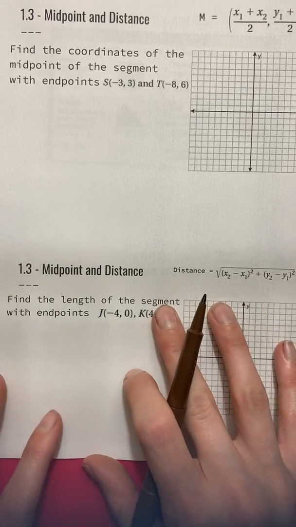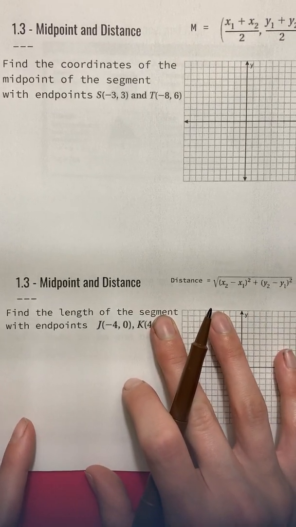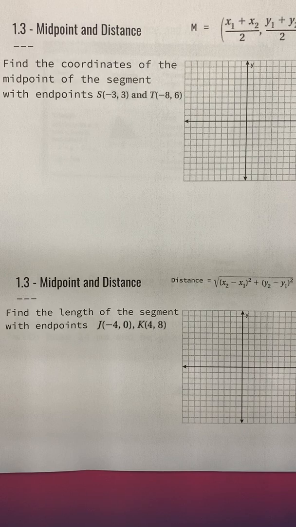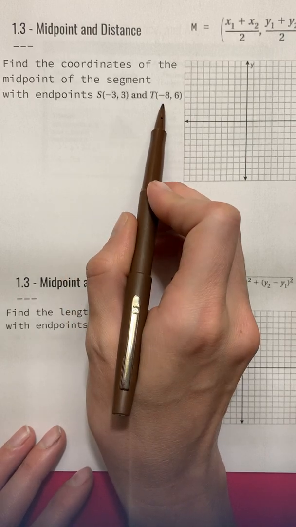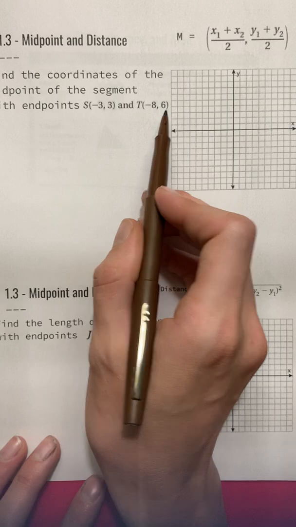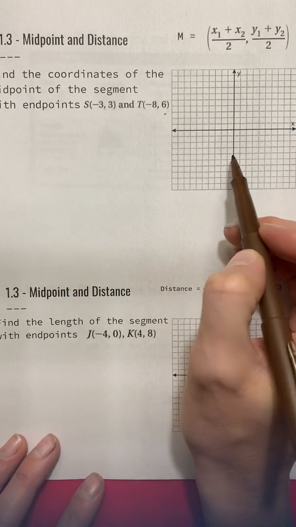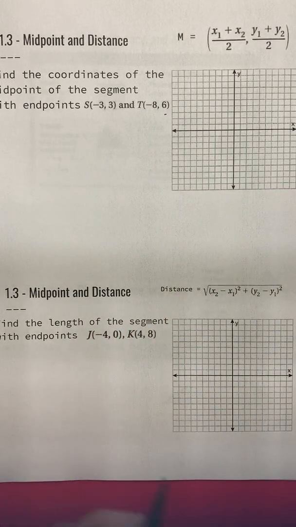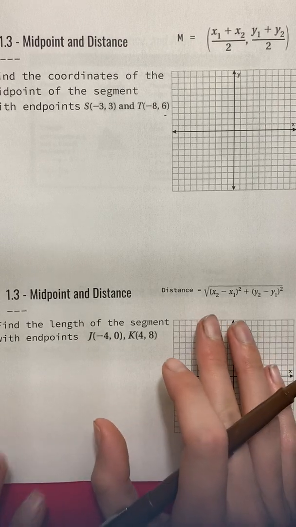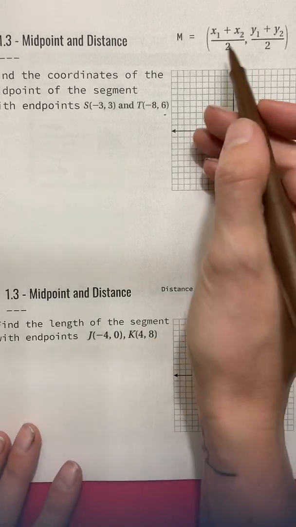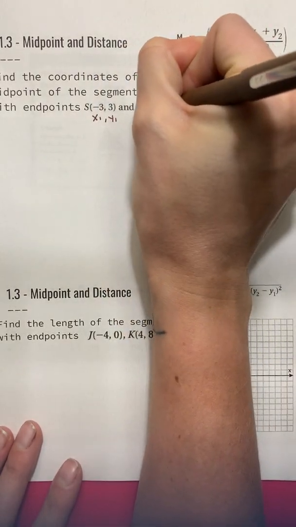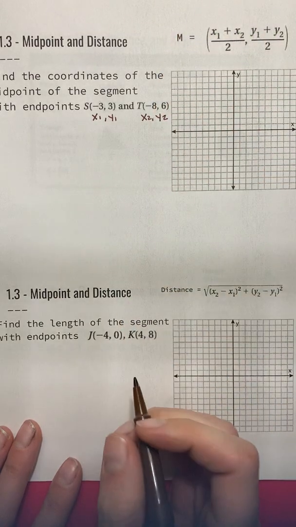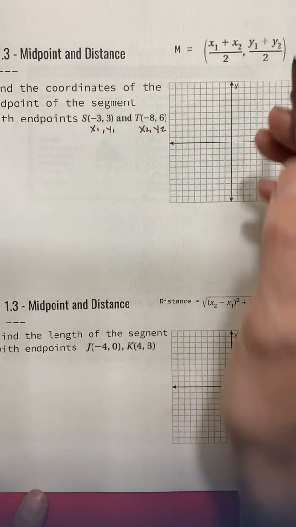All right, so first problem, we're going to find the coordinates of the midpoint of a segment with the endpoints -3, 3, and -8, 6. Okay, so you can do it using the formula, or you can do it graphically, whichever you choose. If you're going to do the formula, first thing I like to do is label. Well, this is x1, y1. This is x2, y2.